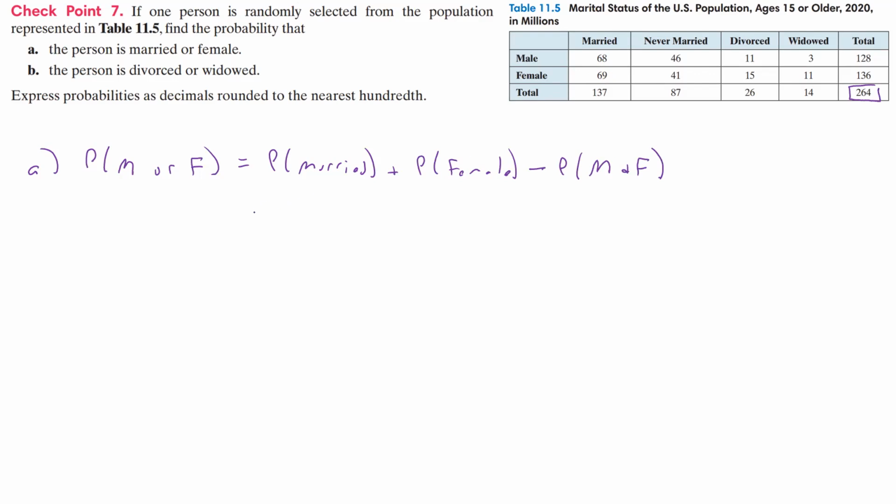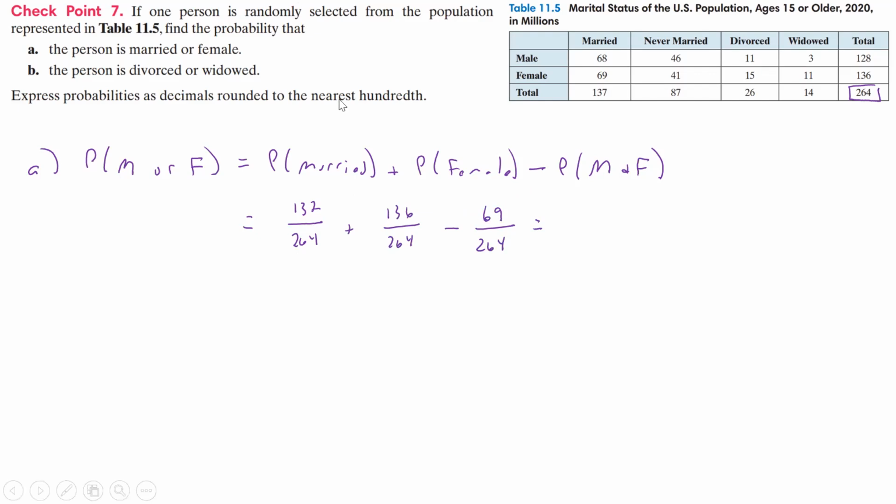Okay. Well, what do we have? The probability it's married is going to be 137 out of that 264. Probability female, well, female is going to go across this way, so it's going to be 136 out of 264. And the probability of married and female, well, that's going to give us this number, the 69. So we'll subtract off 69 out of 264. So if we do this calculation, let's go to our calculator here.